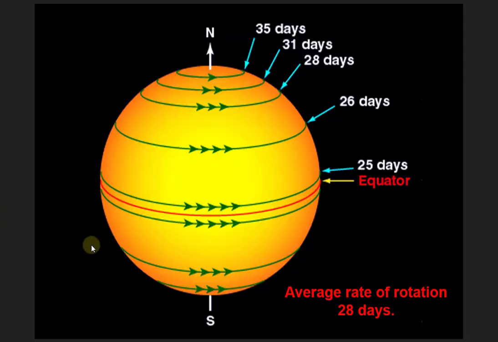The rotation of the sun is differential rotation, which means the equator of the sun rotates the fastest, and as we move towards the pole of the sun, and the higher latitudes, the sun rotates slower and slower and slower. On the average, the sun's rotation takes about 28 days.